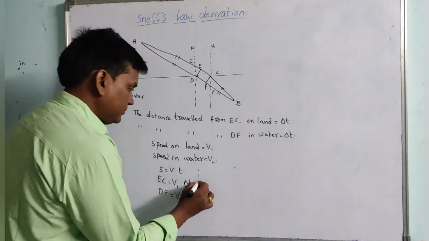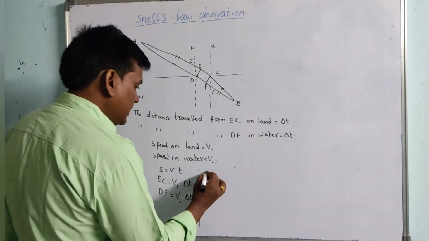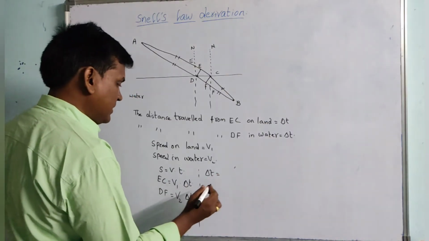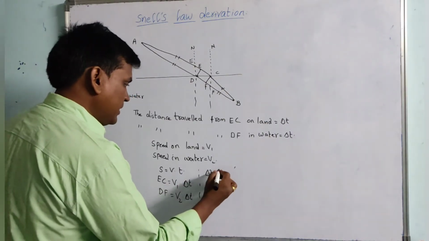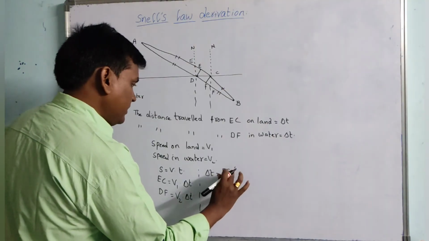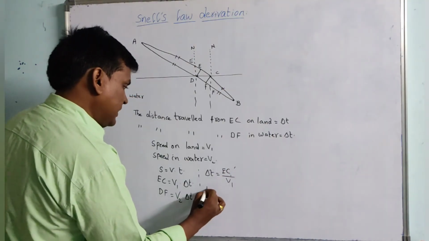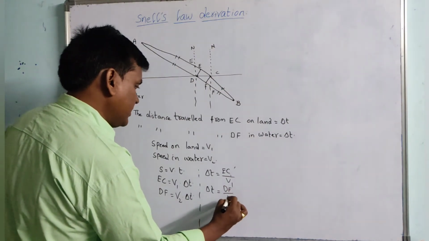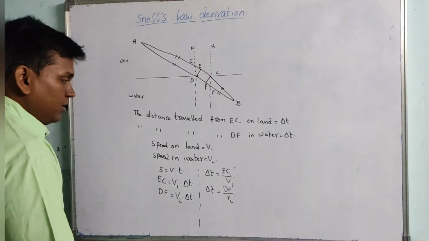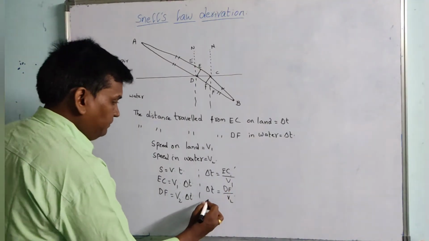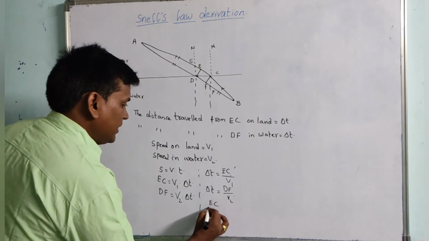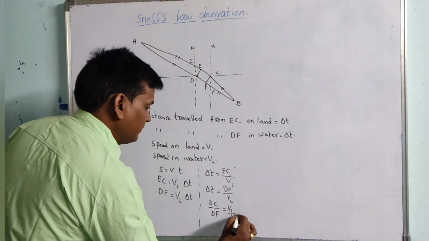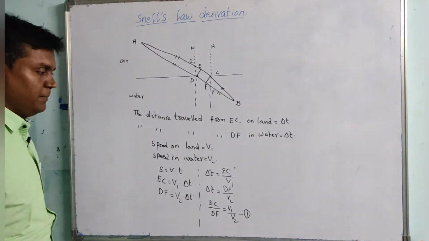And then what will be the delta t? From both equations we can write delta t as: first, delta t equals EC by v1, and from this, delta t equals DF by v2. That means we can write, from these two, EC by DF equals v1 by v2. So let it be equation 1.